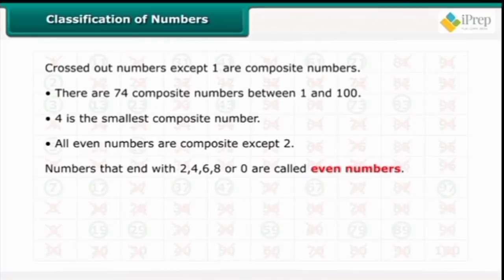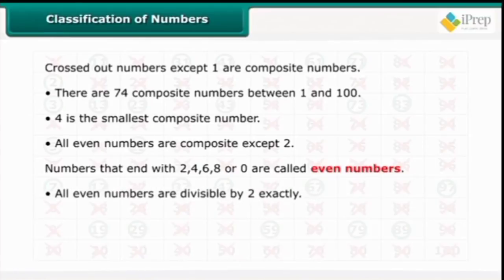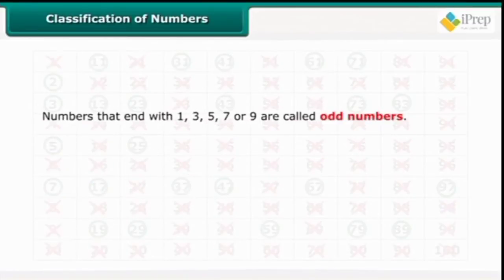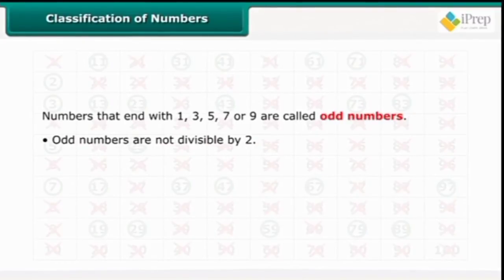Numbers that end with 2, 4, 6, 8 or 0 are called even numbers. All even numbers are divisible by 2 exactly. All even numbers are multiples of 2. All even numbers except 2 are composite numbers. Numbers that end with 1, 3, 5, 7 or 9 are called odd numbers. Odd numbers are not divisible by 2.